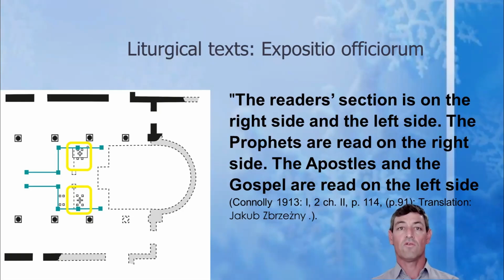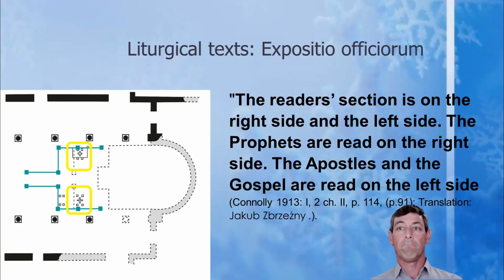But if you take a look at this, this is very interesting. The readers section is on the right side and the left side. The prophets are read on the right side. The apostles and the gospels are read on the left side. Now, it is not very clear, but definitely talking about two different lecterns on which different texts are read from. And this is exactly what we have in Shavei Tzion. You can see in the yellow squares those bases of lecterns that we talked about, encircled in the second chancel in the Phoenician bema.